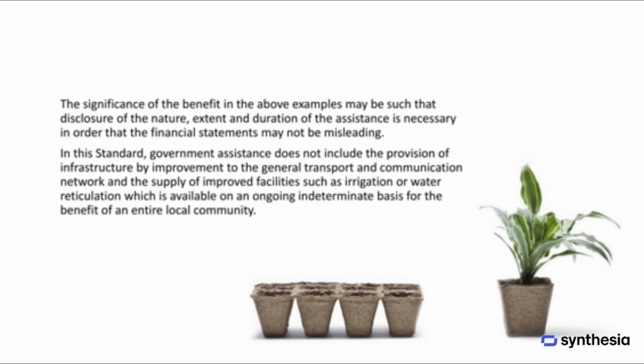Sometimes, even when government assistance can't be measured precisely, the benefit might still be significant. In such cases, it's important to disclose the nature, extent, and duration of that assistance. This helps ensure the financial statements are not misleading. Also, this standard does not consider government assistance to include improvements to general infrastructure, like transport networks, communication systems, or community facilities such as irrigation or water supply, when these benefits are available continuously to the whole local community without a set end date.